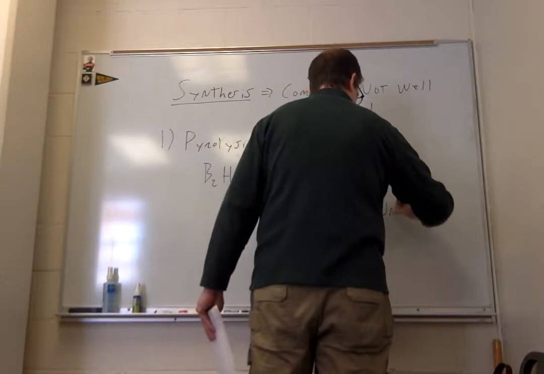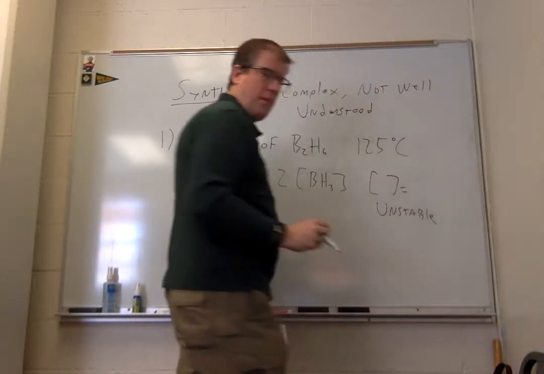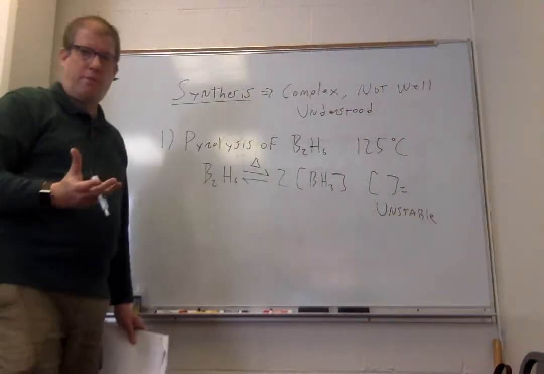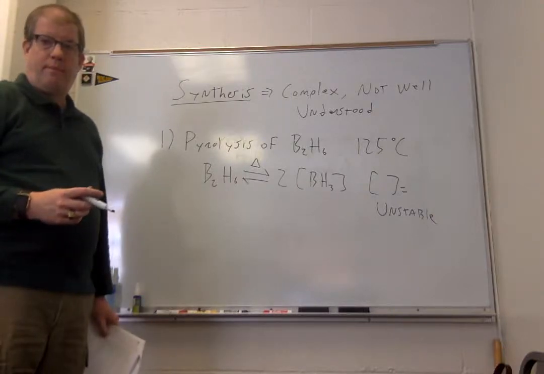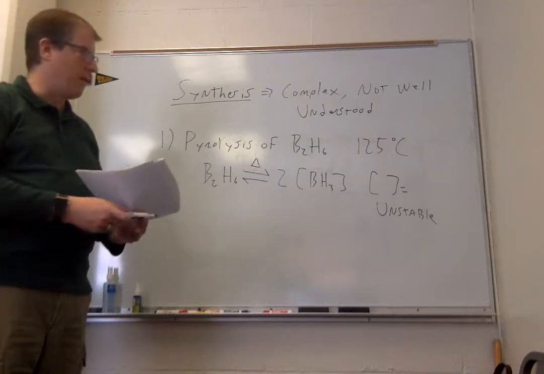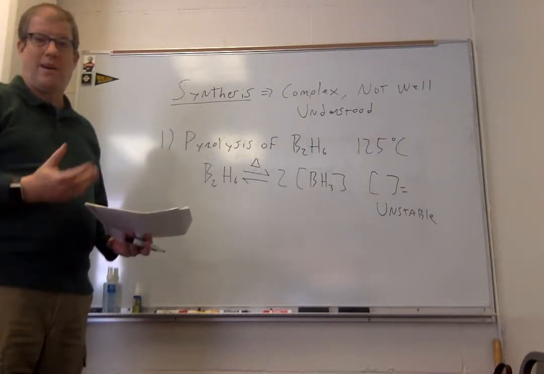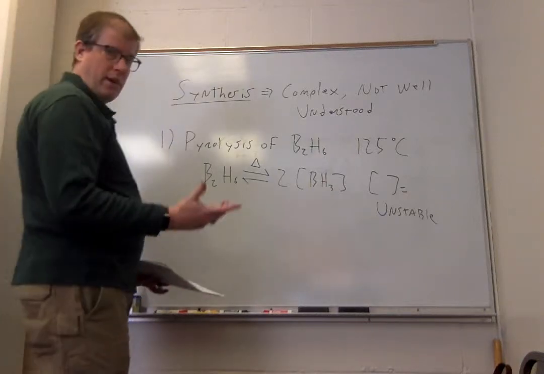Whenever you see these square brackets around something, what that means is that that particular species, whatever its formula, is unstable. Meaning it is generated in the reaction, then it immediately reacts with something else. You can't, for example, isolate this and put it in a bottle or something like that. We talked about that in class too.